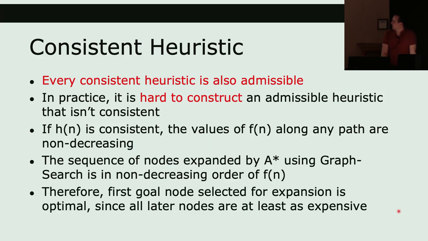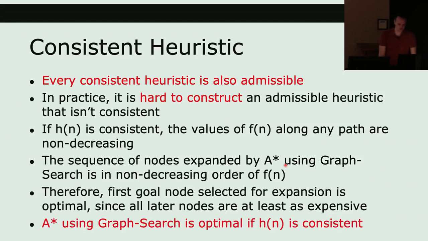That means that the first goal node that we select for expansion is optimal. So if our costs are non-decreasing, right? The sequence of nodes expanded is in non-decreasing order of f of n. It means we'll always be searching one that's the same or bigger, right? So we're ensured that if we had found one that wasn't optimal, we would have found it before. So that's a contradiction, right? So this is the proof that A star using graph search is optimal if h of n is consistent. And this is not guaranteed if we only use an admissible heuristic. Okay, so we need a consistent heuristic.